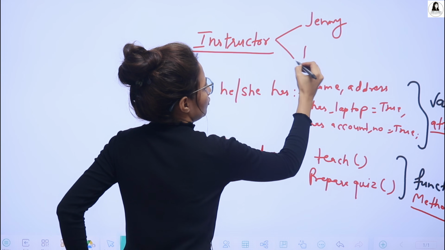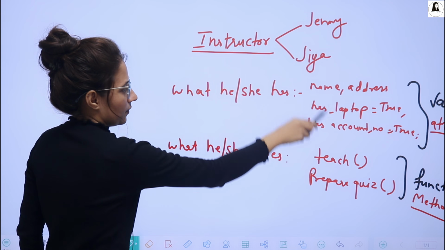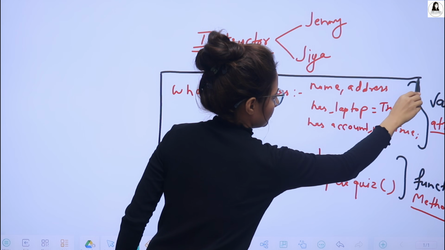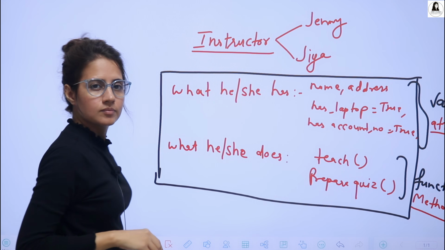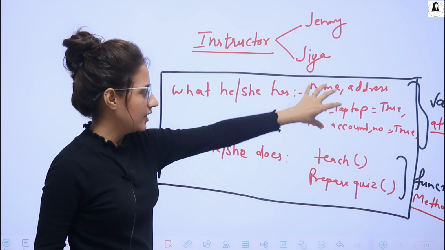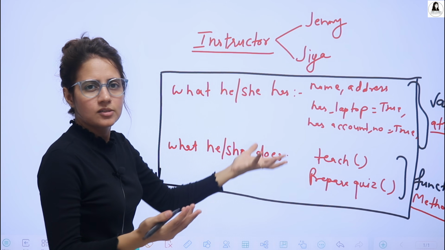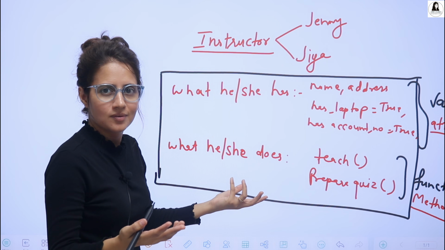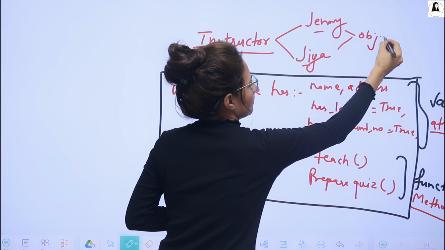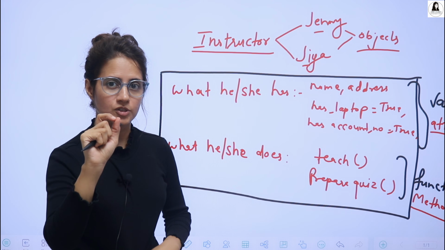And a second instructor maybe, suppose Jia, right? So these attributes and these methods, we just put in a single unit, right? Because these are associated, I mean these are related, this data and these functions are of one instructor, and this is nothing but an object, right? So Jenny, Jia, these are objects, the actual real world entity, these are known as objects.